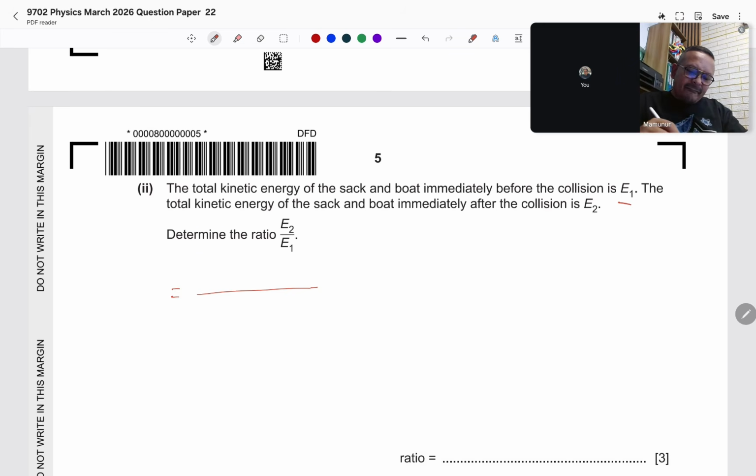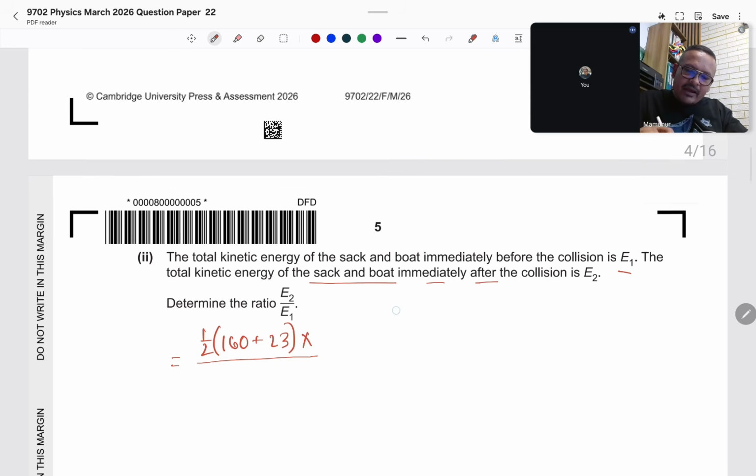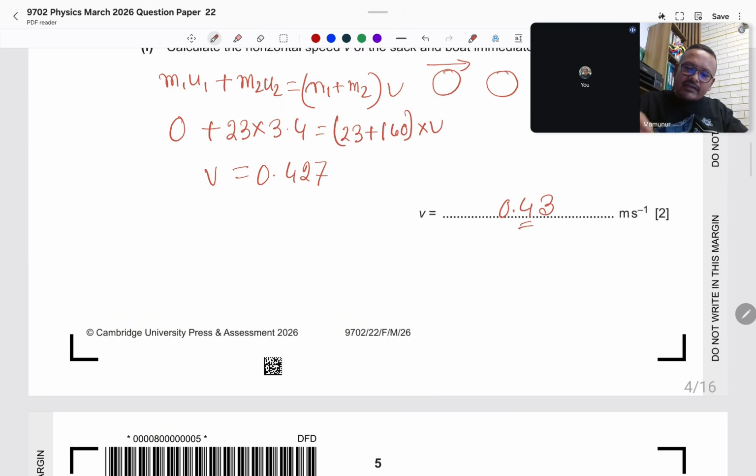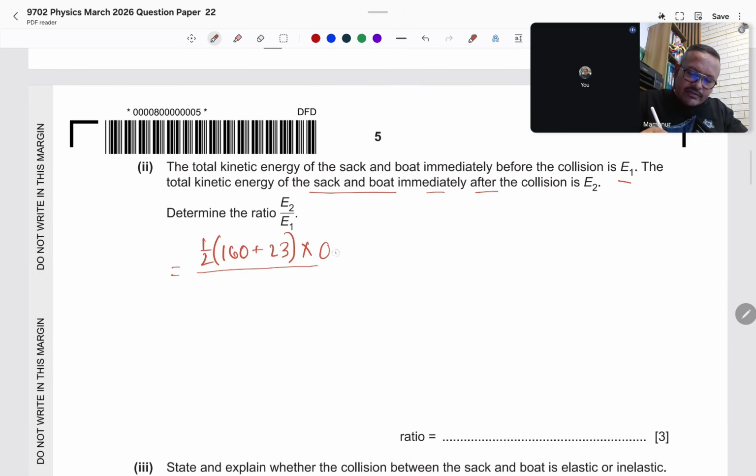What is U1? E2 divided by U1. E2 is the total kinetic energy of the sac and the boat immediately after the collision. So we can combine kinetic energy, half mv squared. Half into both masses combined, 160 plus 23, half m into the velocity of the combined mass, we get 0.43, so 0.43 squared. Half mv squared, divided by, before collision is E1.